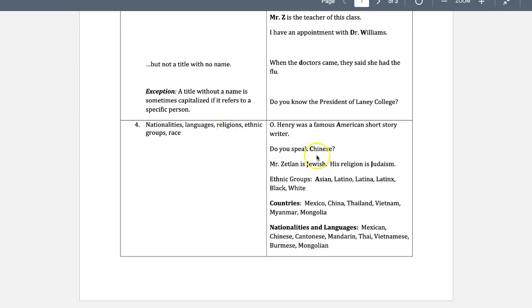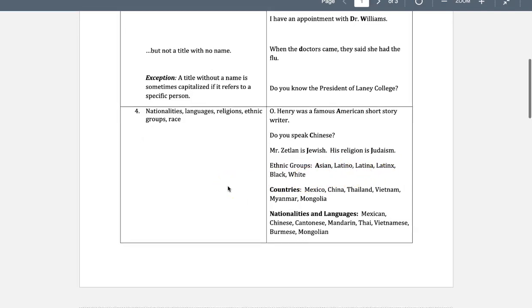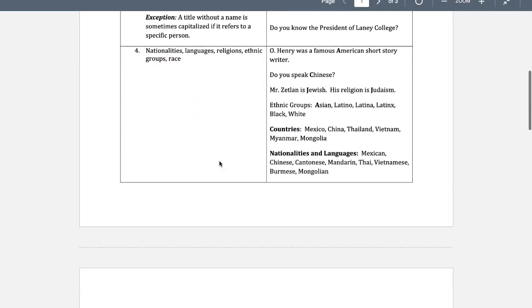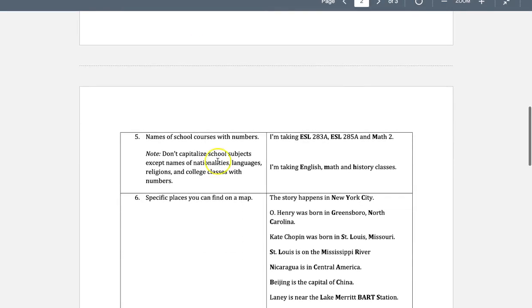Religions. So for example, Mr. Zetlin is Jewish. His religion is Judaism. So we must capitalize J. Ethnic groups. That is Asian, Latino, Latina, Latinx, Black, White, and others. Always capitalize them. The same goes for race. So Black, White, Asian, ethnicities, and race.